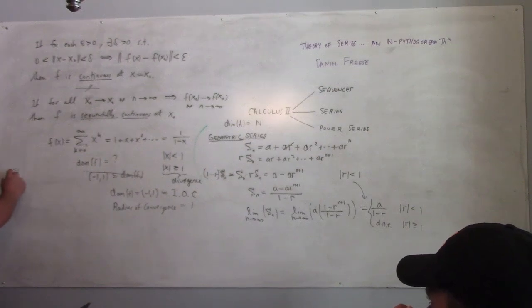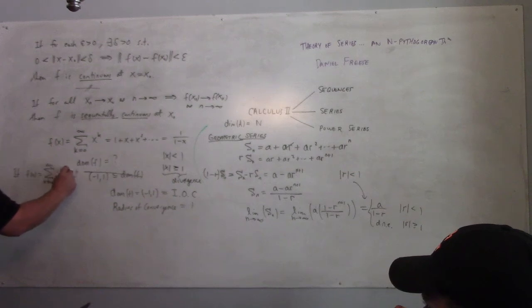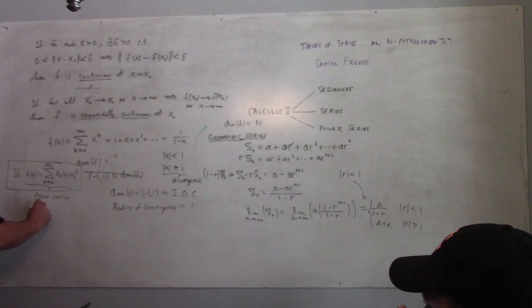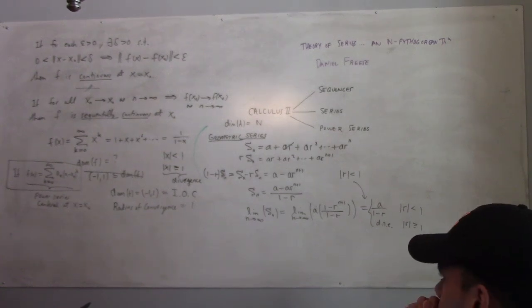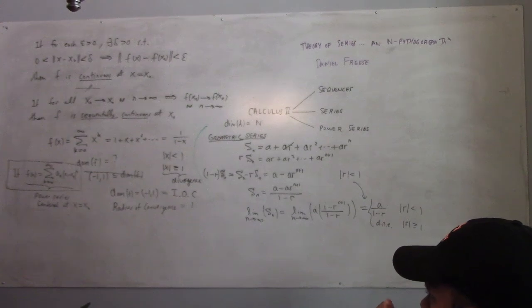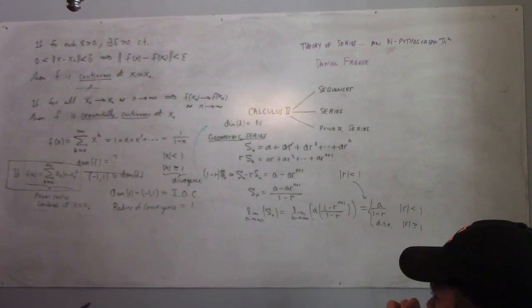If you have f of x defined by the sum from k equals 0 to infinity of a sub k times x minus x naught to the power k, in other words, this is what's called a power series centered at x naught, then the domain of this function is symmetric about x naught. In fact, the domain is an interval. That means there are 10 possibilities.